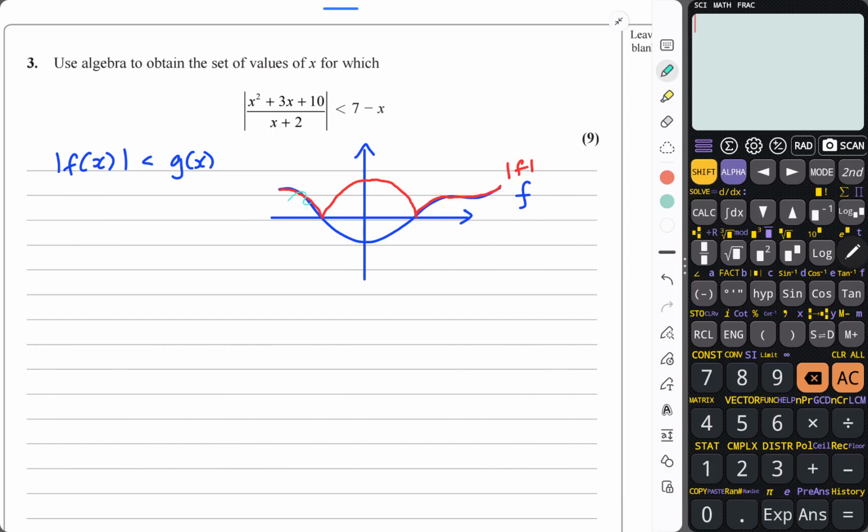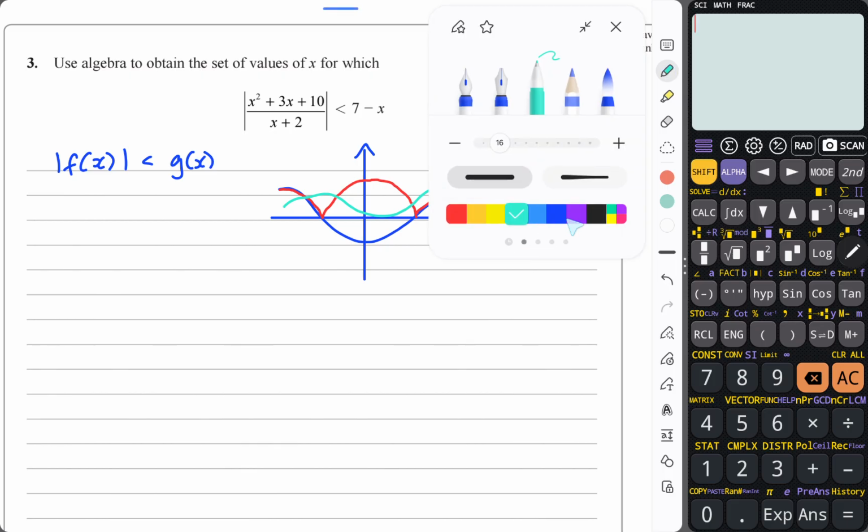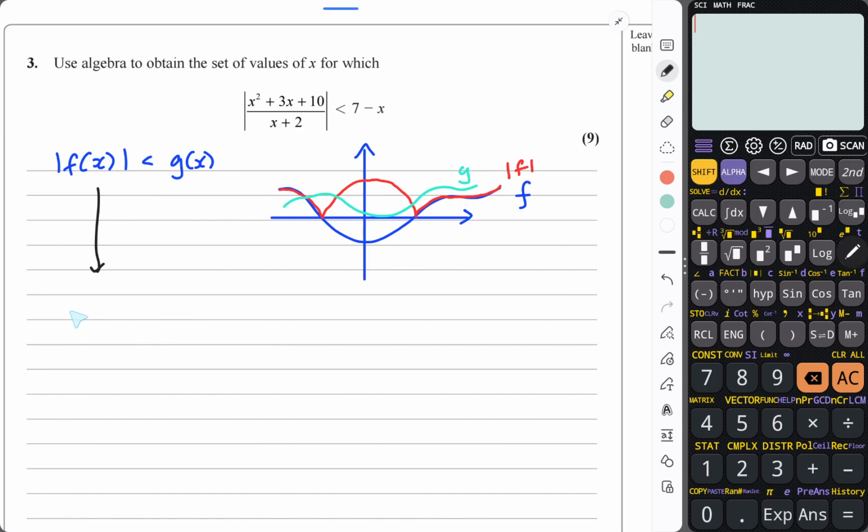And then let's say we're comparing that to some function which I'm going to call g. Then we can think about this in some different cases. We've got two cases to consider. If f of x is positive, then the modulus doesn't affect anything. We are simply looking at the region where f of x is smaller than g of x. So that's our first case to consider.